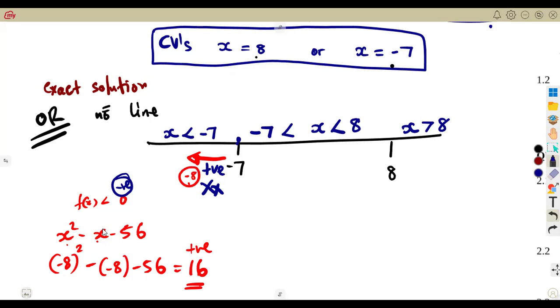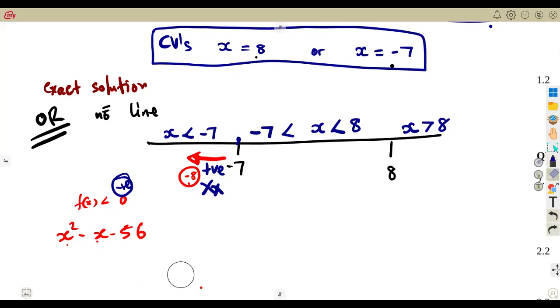Guys, try any value of your choice. Minus 9, minus 10, minus 11. Any, as long as it is less than minus 7. This side, you are going to get positive answers. That means that whole interval is wrong. All right. Let's move on to another interval.